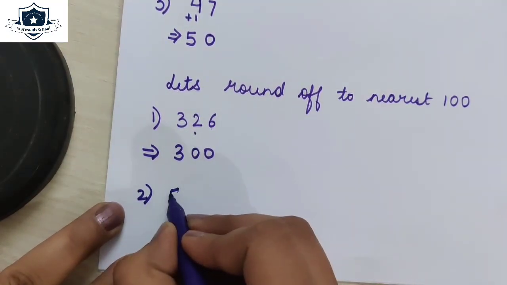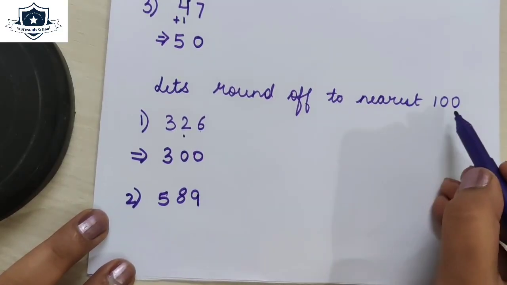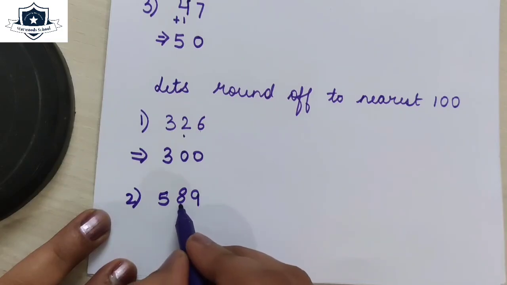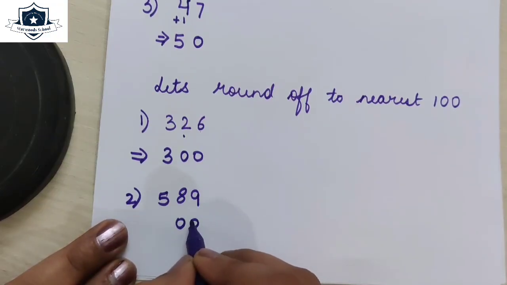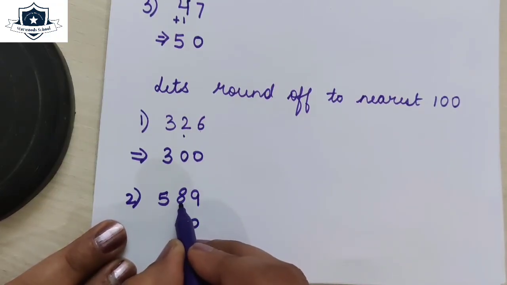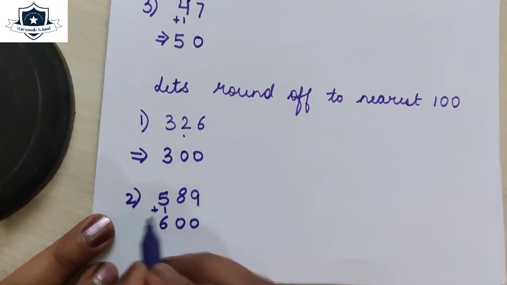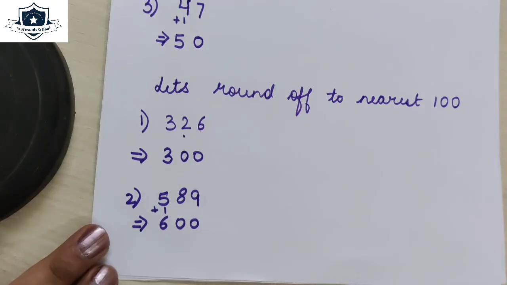Now let's take up one more example for this. Second, 589. Now, as I told, 2 zeros are there. So we'll see 2 places. This number is coming in the bigger bracket, 5 to 9. So this will be 0, this will be 0. But when the second number is bigger, we will add 1 to this. That will become 600. So this is the answer, that is 600.